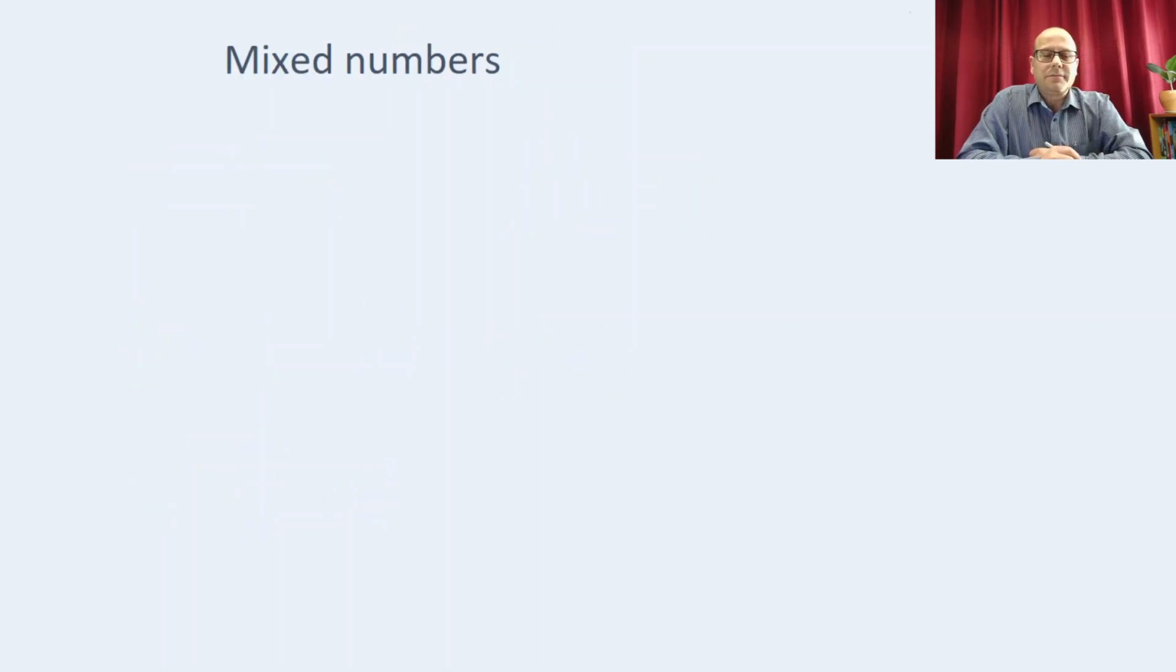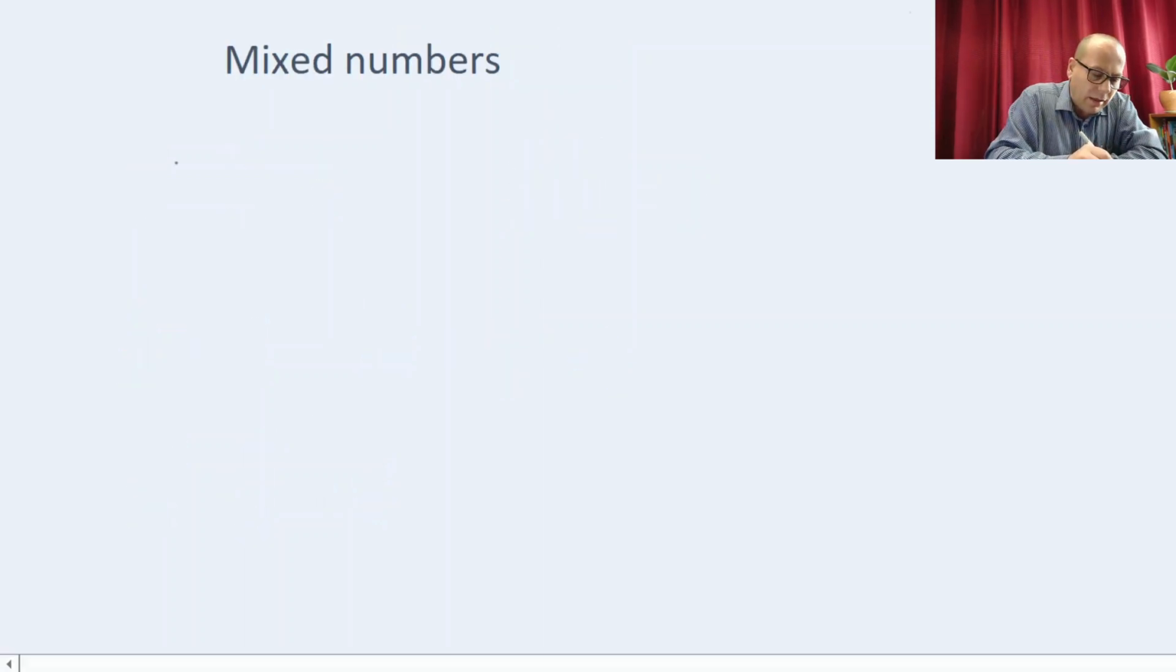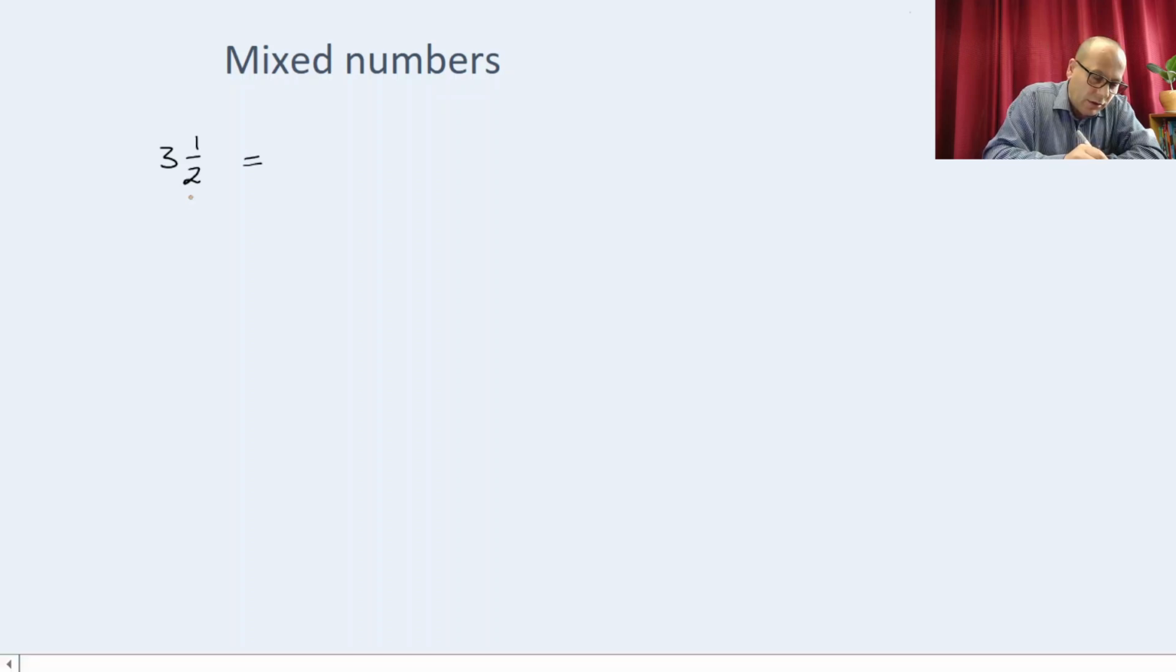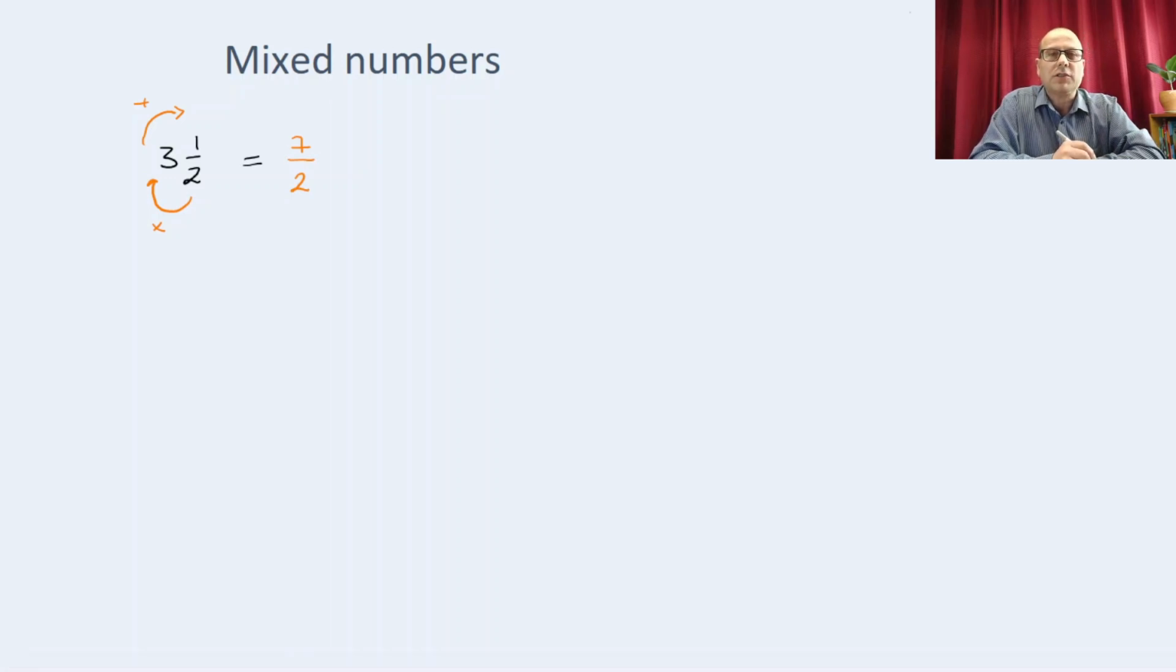Mixed numbers. Any number like 3.5 is called a mixed number. To express this number as a top-heavy fraction, the 2 multiplies the 3, and then we add 1. 2 times 3 is 6. Add 1 is 7. So 7 over 2 is the fraction. And that fraction is top-heavy, because the numerator is bigger than the denominator.